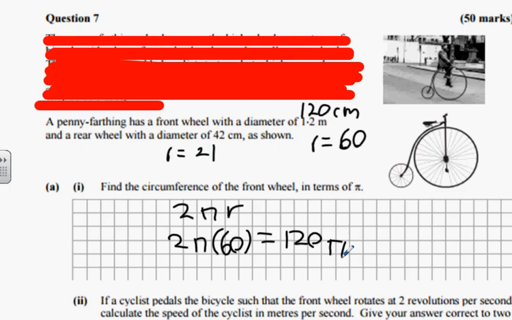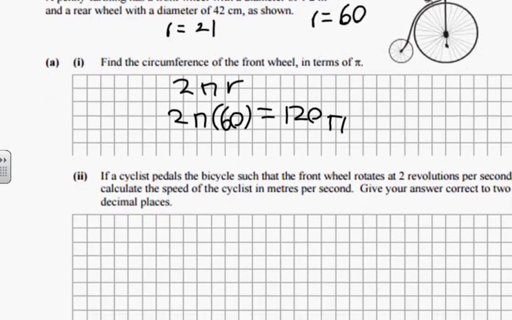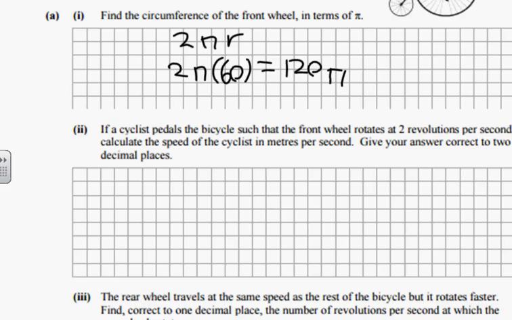(120 pi). Is that right? So is there 1,000 centimeters in a meter here? No, 100. Now, if the cyclist pedals the bicycle such that the front wheel rotates 2 revolutions per second, calculate the speed of the cyclist in meters per second. To get attempt marks even, what's the formula for speed?